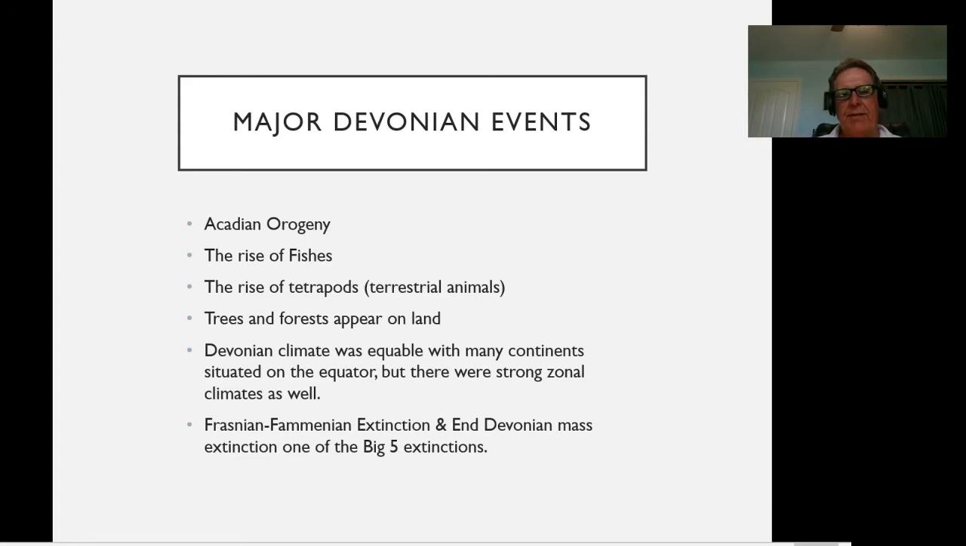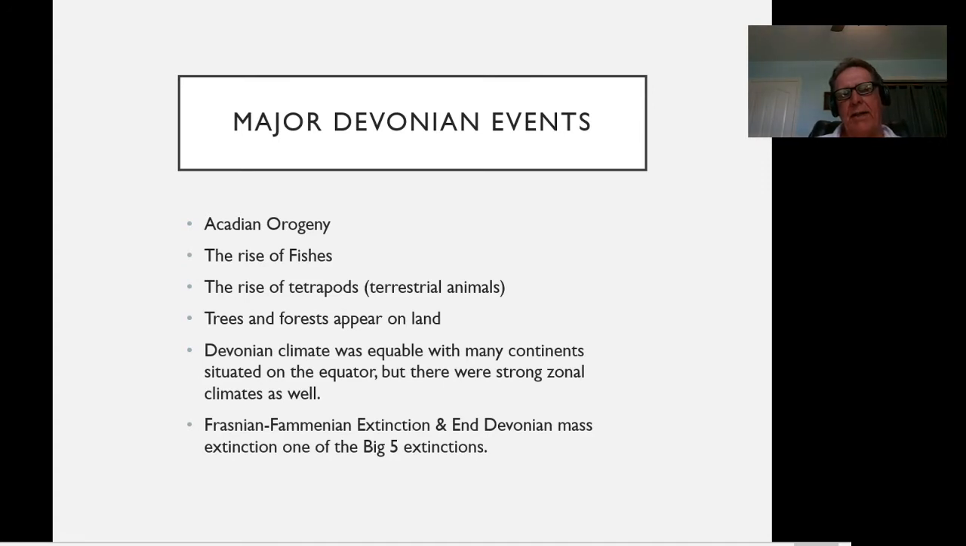There are two extinctions in the Devonian. The first is called the Frasnian-Famennian extinction. The Frasnian and Famennian are two stages in the Devonian, so periods are further divided up into stages, and at this late Devonian Frasnian-Famennian boundary there was a large extinction. It's called the Kellwasser. And then at the end of the Devonian, there was also a mass extinction. These are very close in time. They take place within 20 million years of one another.